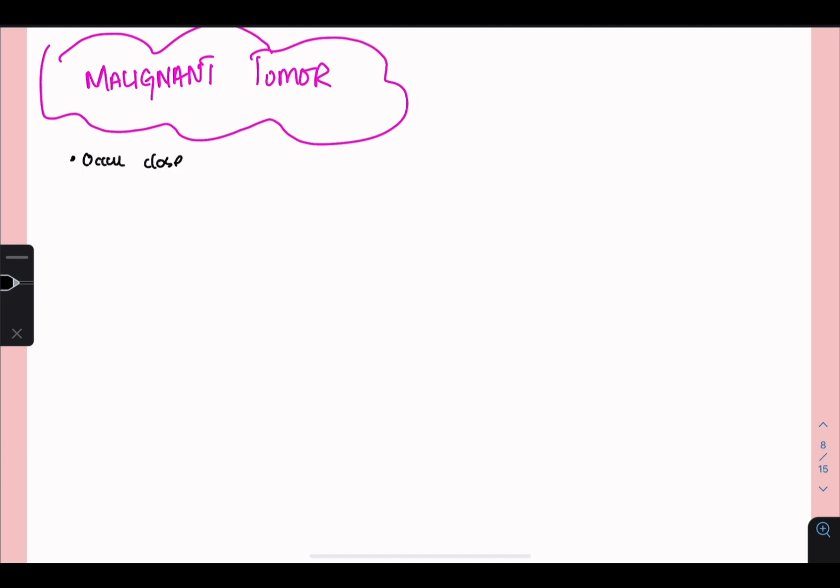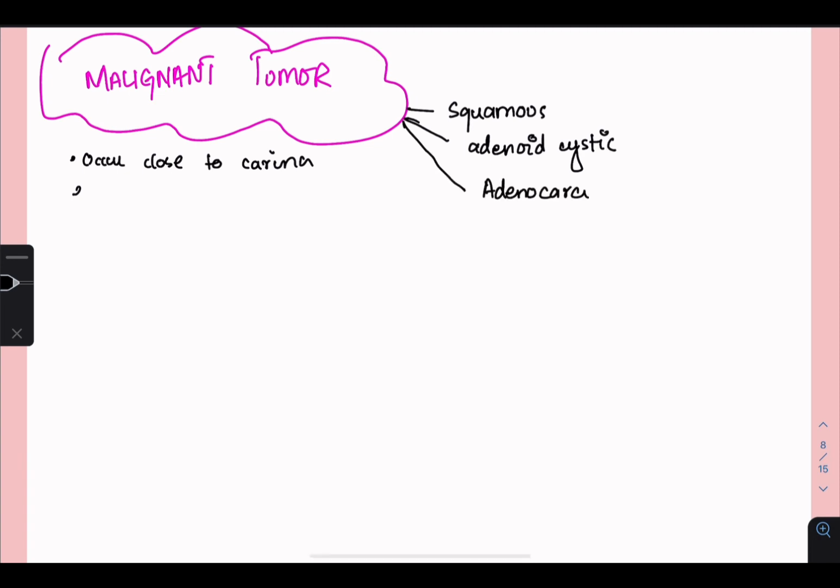The malignant tumors tend to occur closer to the carina, and they include squamous cell, adenoid cystic, or adenocarcinoma. They cause a localized mass or long stricture, and the extraluminal extent is best assessed by CT scan.